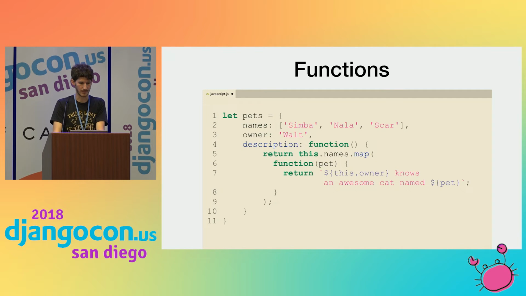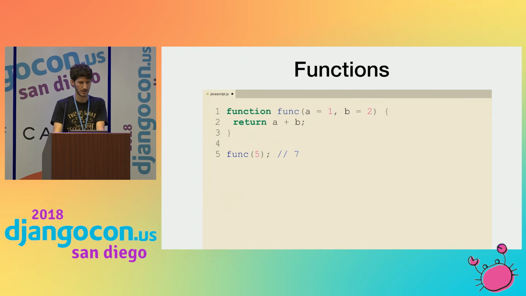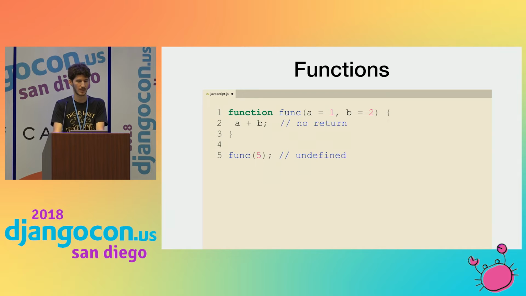This is an example of a function as a method on an object. So with arguments, it's quite similar to Python. You can give the function arguments, and you can give those arguments default values. When the function is called, that's different, it can be called with any number of parameters, regardless of how many were in the function definition. If you call a function with fewer arguments, the rest will just be filled with undefined. And if you call a function with extra arguments, those will simply be ignored. And a good thing to note is that a function in JavaScript will always return something. If you don't specify what, it will return undefined.